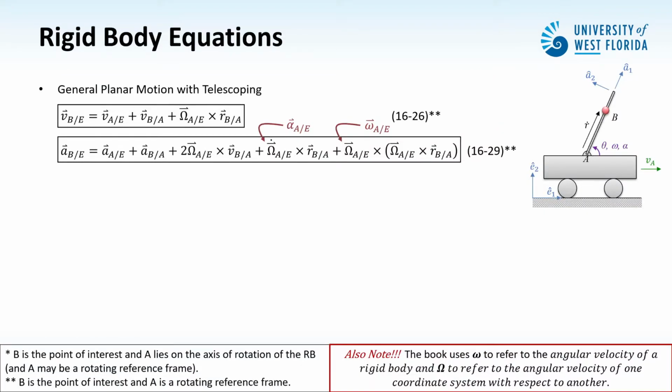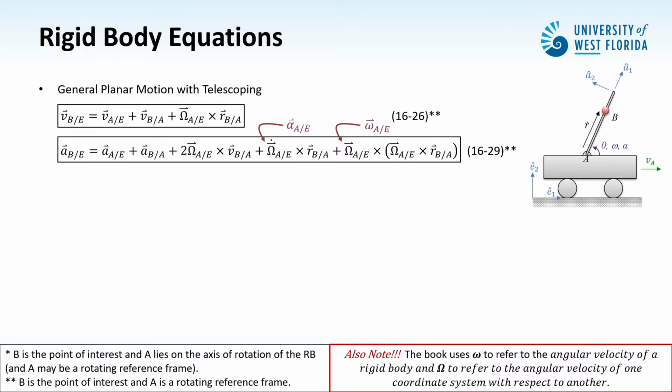So to summarize, equations 1626 and 1629 in the book are meant to be applied in situations when there is general planar motion with telescoping. The idea is that assuming you know the positions, velocities, and angular velocities specified, you can find the linear velocity and acceleration of point B.